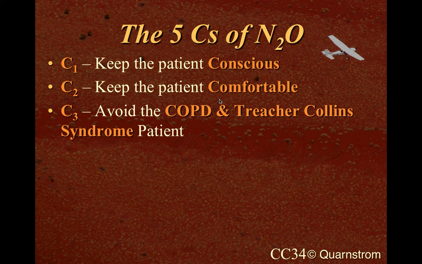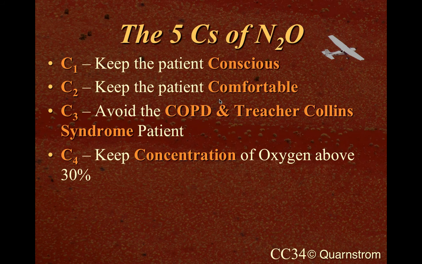Avoid the 2 C's here, COPD, chronic obstructive pulmonary disease, and the Treacher-Collins syndrome patients. Those 2 groups of patients shouldn't get nitrous oxide. Always keep the concentration of oxygen above 30%. In fact, I would suggest you probably should never go below 50% oxygen, because you're going to see your complications if you're above 50%.